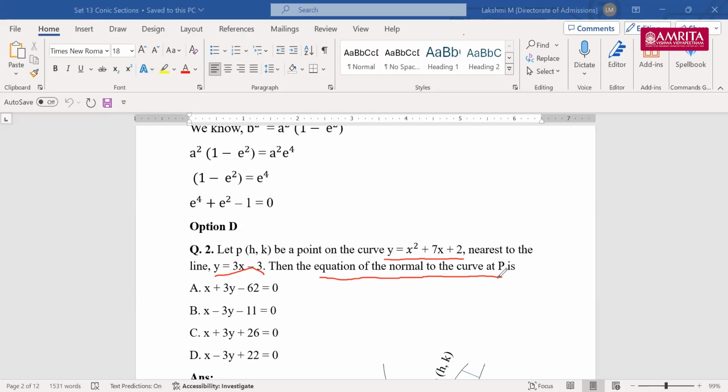The equation of the normal to the curve at P is. So you need to find that distance, or rather the equation of the normal. That is completely fine. Those students who feel like this is something different, it is completely fine. I just want to give you an idea that even these type of things are there. I hope the question is clear to all of you.